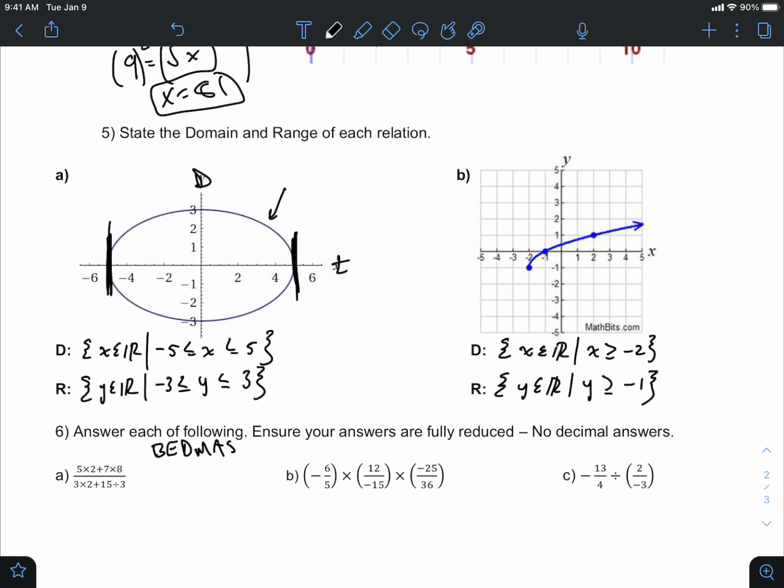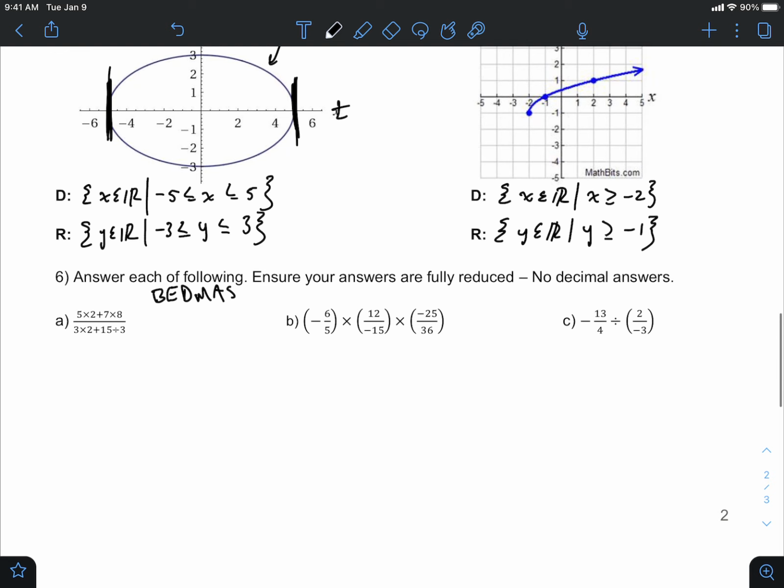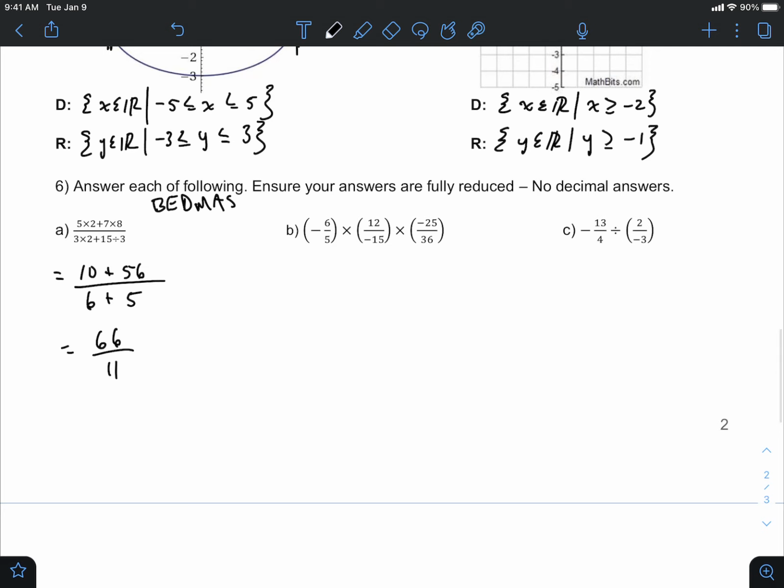Okay, so then in the numerator, we're going to take care of the multiplication that exists there. So I'm going to see 10 plus 56 over 6 plus 5. So we get 66 over 11. 66 divided by 11 we know as being 6.